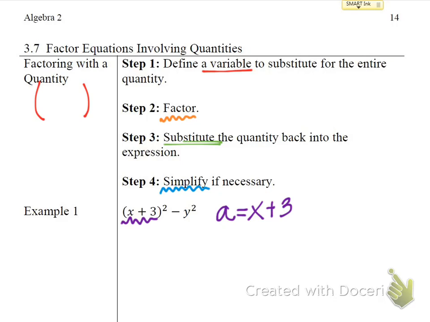Like I said, you can pick any variable. If you want to pick c, d, or m, I don't care. I always use a just so that I'm consistent. So I'm telling you that a is equal to x plus 3, so let's plug that in. That would give me a squared minus y squared.